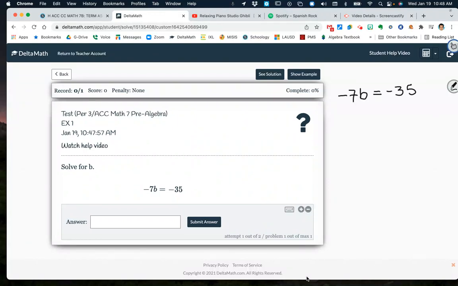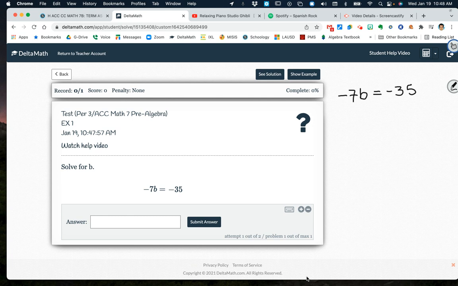Okay, so we're doing one-step multiplication equations. We're going to do the examples. Then we're going to leave you to do the assignments. So we're writing down the equation: -7 times b equals -35. So what we're saying is -7 times some number equals -35.